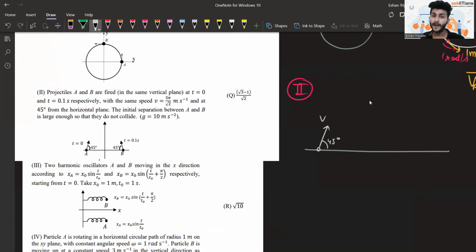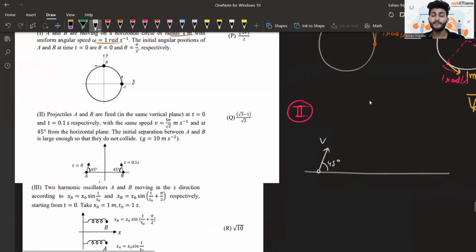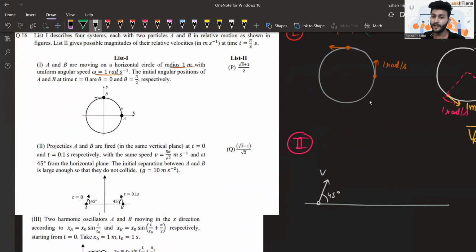So where would the particle be after how much time? Pi by 3 seconds. After pi by 3 seconds, the particle will be somewhere over here, moving towards right with V cos 45 degree and moving upward with V sin 45 degree minus g into t, which is pi by 3. These will be the horizontal and vertical velocities of this particle because it was thrown at t equal to 0.